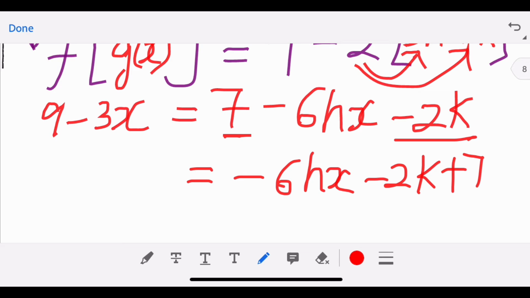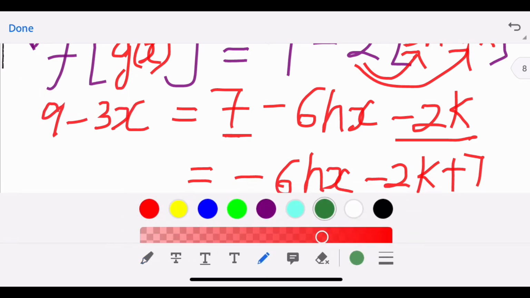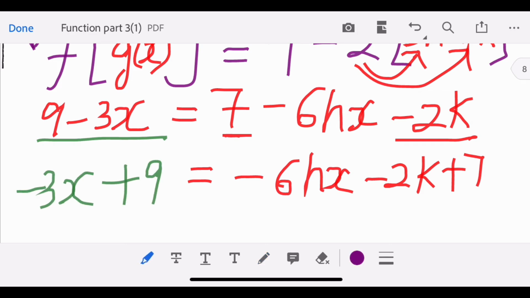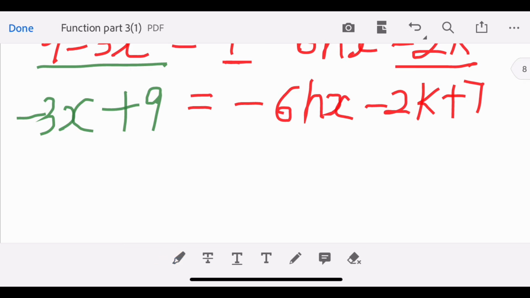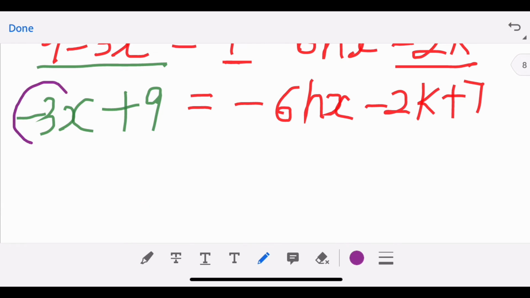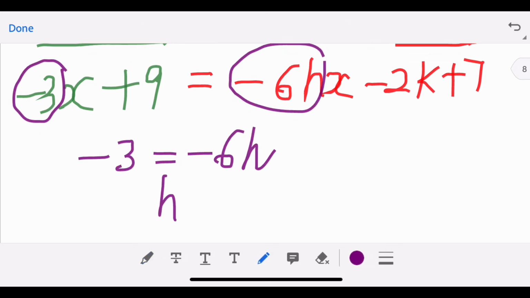So now we will try to follow the pattern. If the given answer is like this, we can arrange like this, making sure that both sides have the same pattern. Then we can make the comparison, right? But before you compare, you must make sure you have the order arranged. So that means negative 3 is equal to negative 6h, right? So when you solve, h is actually 1 over 2. Negative 3 over negative 6 is 1 over 2. Be careful, it's not 2.